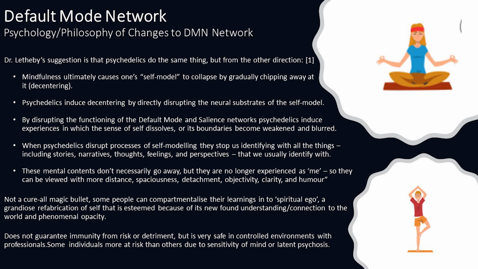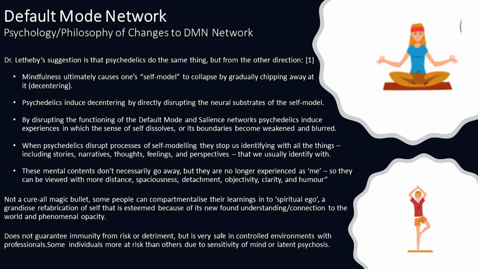And by disrupting the functioning of the default mode and salience networks, psychedelics induce experiences in which a sense of self dissolves, or its boundaries become weakened and blurred. When psychedelics disrupt self-modeling, they stop us identifying with all the things, including stories, narratives, thoughts, feelings, and perspectives we usually identify with. These mental concepts don't necessarily go away, but they are no longer experienced as me, so they can be viewed with more distance, spaciousness, detachment, objectivity, clarity, and humor.